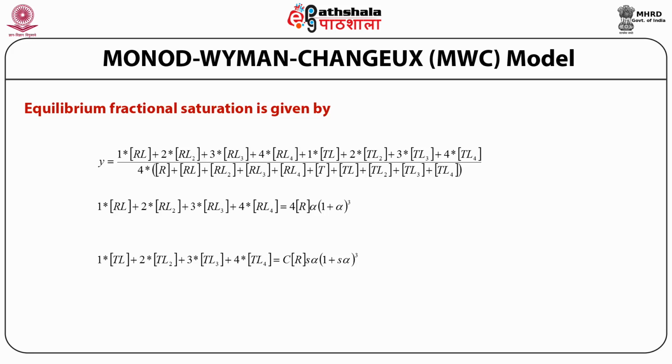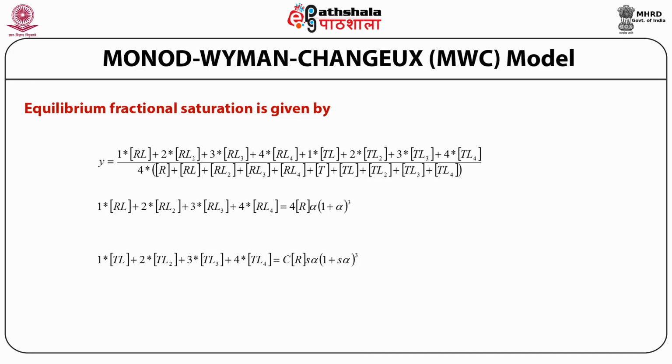When we calculate the total number of binding sites, each form has 4 binding sites, so we simply multiply by 4. So 4 into R plus RL plus RL2 plus RL3 plus RL4 plus T plus TL, TL2, TL3, TL4.